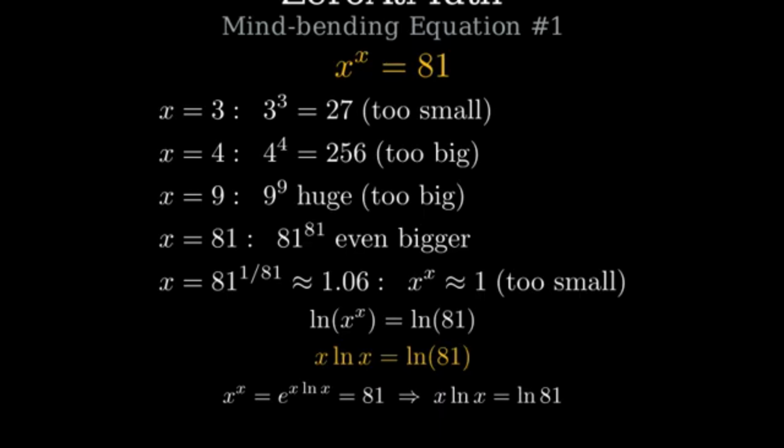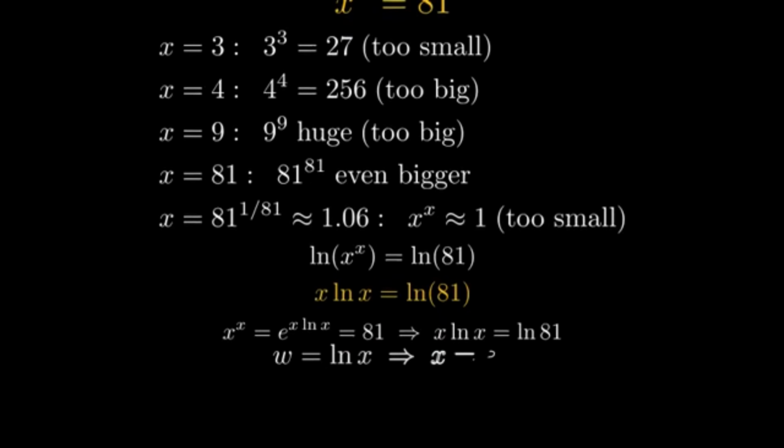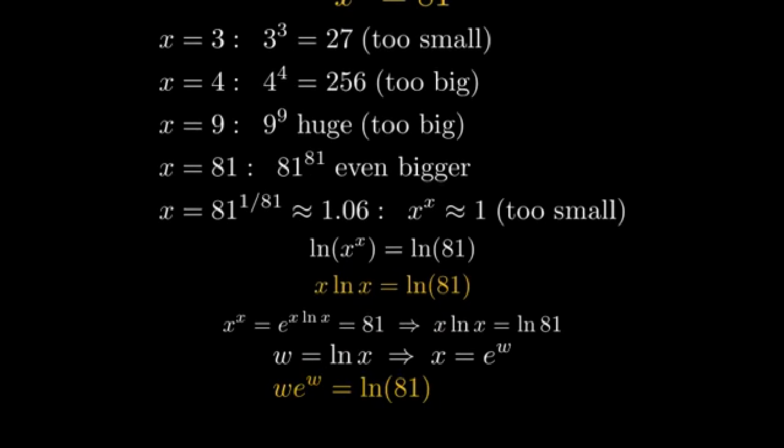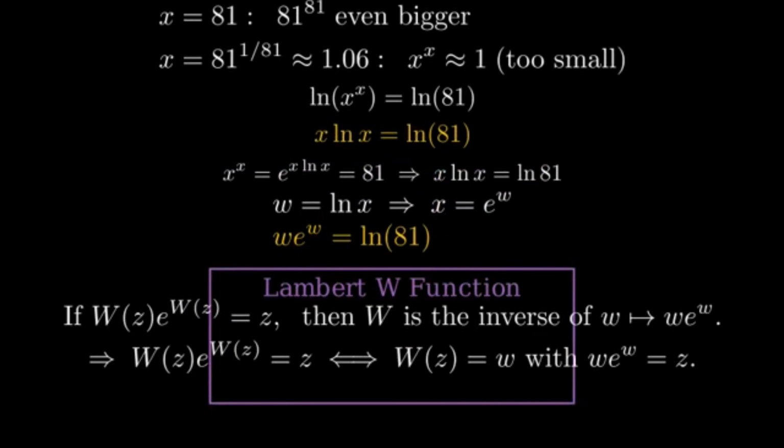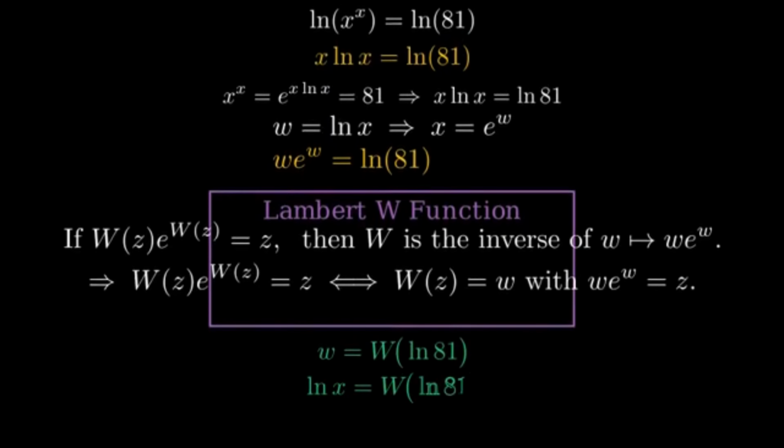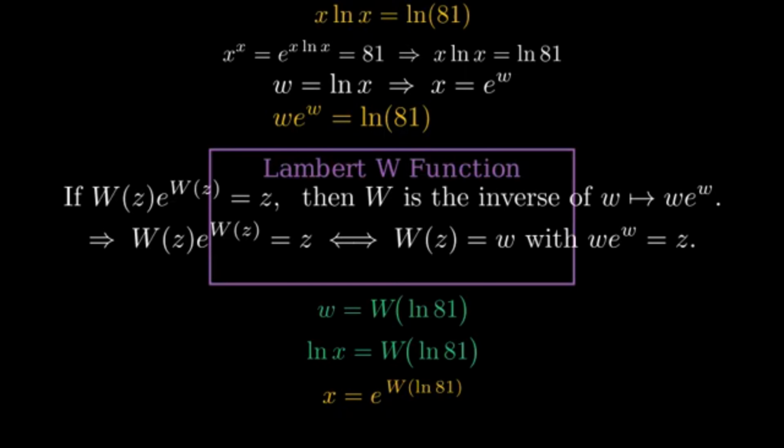Now, this looks perfect for the Lambert W function, the inverse of w times e to the w. Let me set w equal natural log x, so x equals e to the w. Then we get e to the w times w equals natural log of 81. That is, w e to the w equals natural log of 81. By definition, Lambert W satisfies W of z times e to the W of z equals z. So w equals W of the natural log of 81 on the principal branch. Therefore, natural log x equals W of the natural log of 81, and x equals e to the W of the natural log of 81.